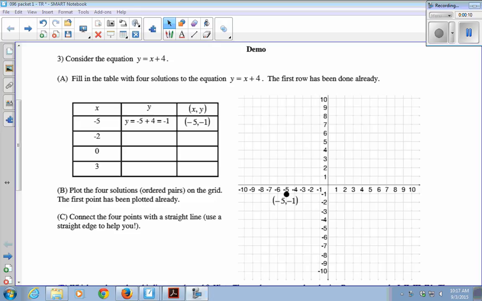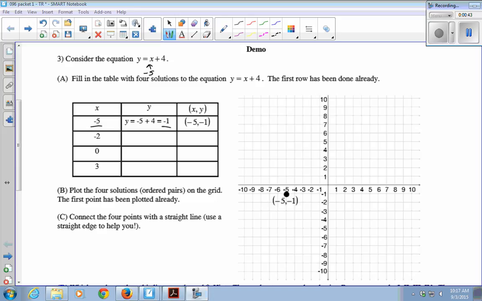All right, so let's consider the equation y equals x plus 4. I want to fill in this table with 4 solutions to the equation y equals x plus 4, and we did the first row. So when x equals negative 5, you go up to your equation and replace the x with a negative 5, not a 5. So we have negative 5 plus 4 instead of x plus 4. Negative 5 plus 4 is negative 1, so our coordinate, x comma y, is negative 5 comma negative 1.